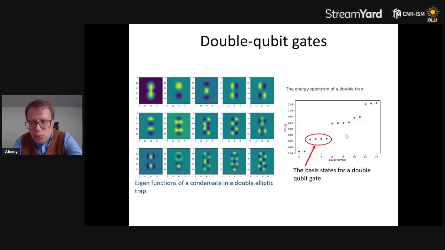Now, to build a quantum computer, we need single qubit gates and double qubit gates. So the next step was to realize double qubit traps. So two elliptical traps together. And the energy spectrum of two elliptical traps together shows also many states, but we choose 4 that form this group that stay together. And on these 4, we build our 2 qubit gate.